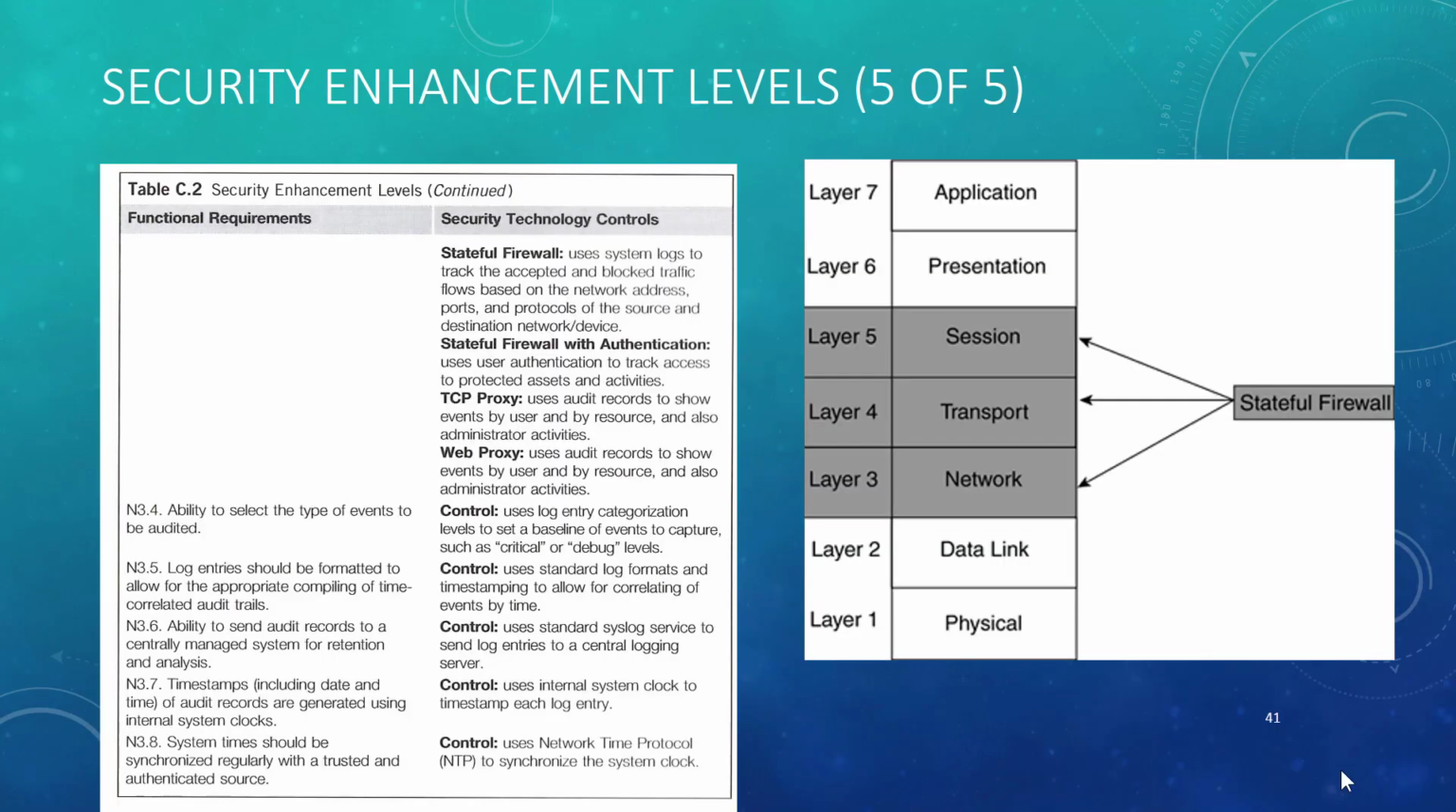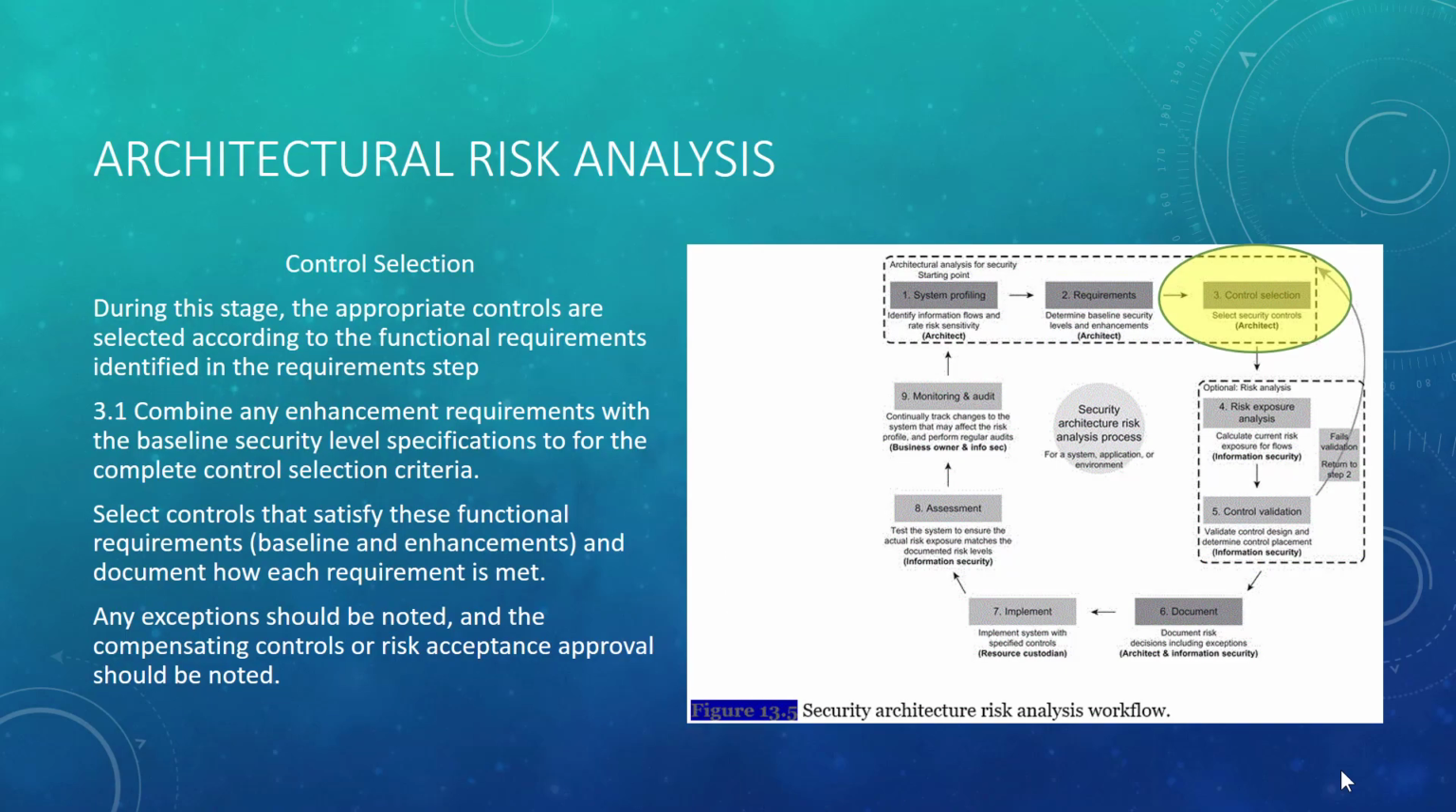All right, that then brings us to this last slide of looking at security enhancement levels and those things that we're going to need to do to meet that confidentiality, integrity, availability, and accountability associated with enhancing the security within the system. All right, we're going to pick up in the next video on this slide, actually. So we're going to pick up part two of this architectural risk analysis.